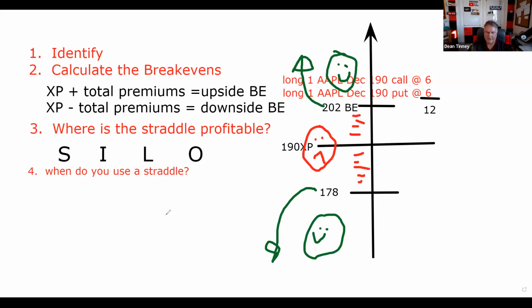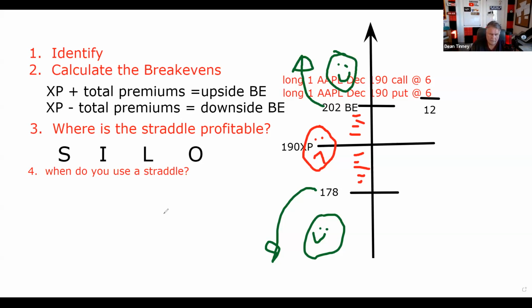And then we said the last thing is, when do we use it? We buy a straddle when we're expecting volatility, but direction is uncertain. All option speculative strategies, you're either buying volatility or you're selling volatility. And here we're buying non-directional volatility.